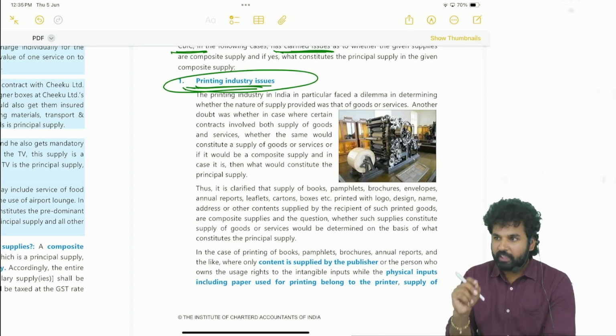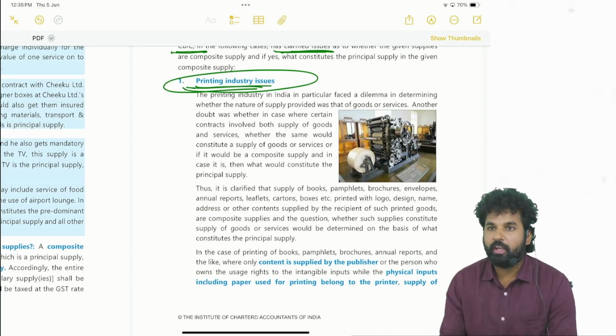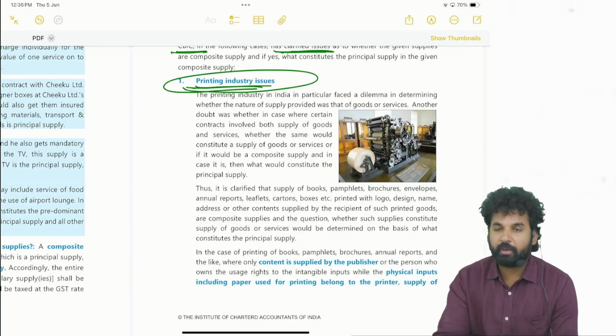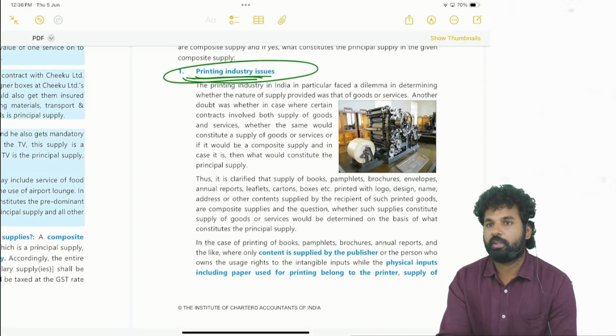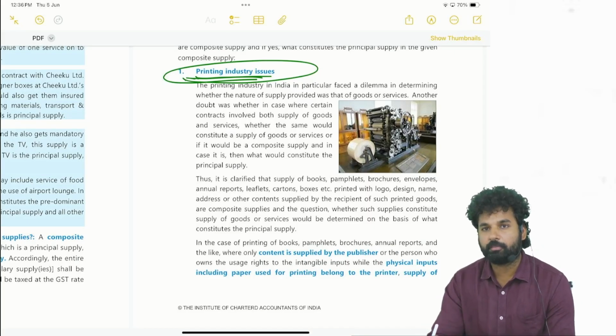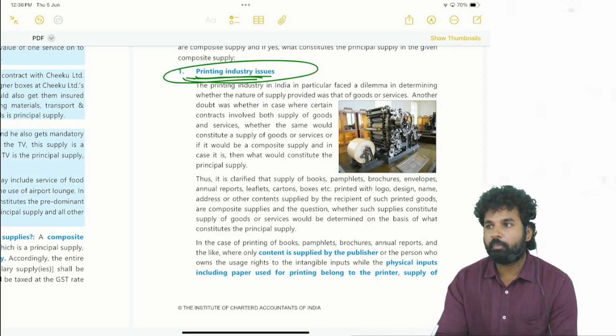So if we give the design as a soft copy, they will give a print of it. Will it be treated as a supply of goods or a supply of service? What is more important here? Content is more important here, and hence in that case, it is a supply of service.